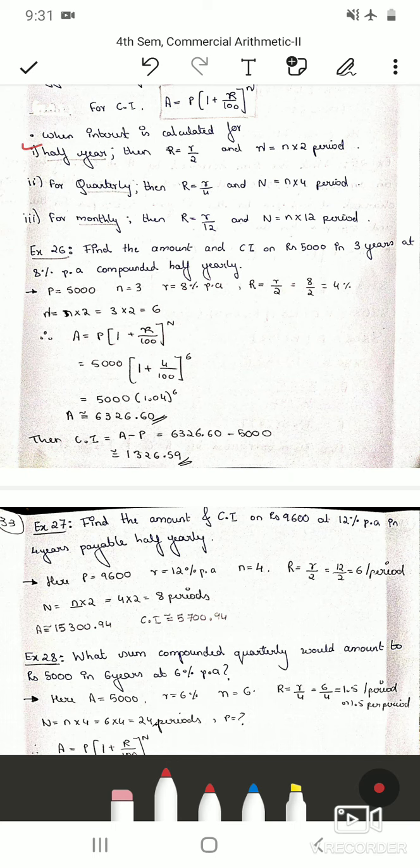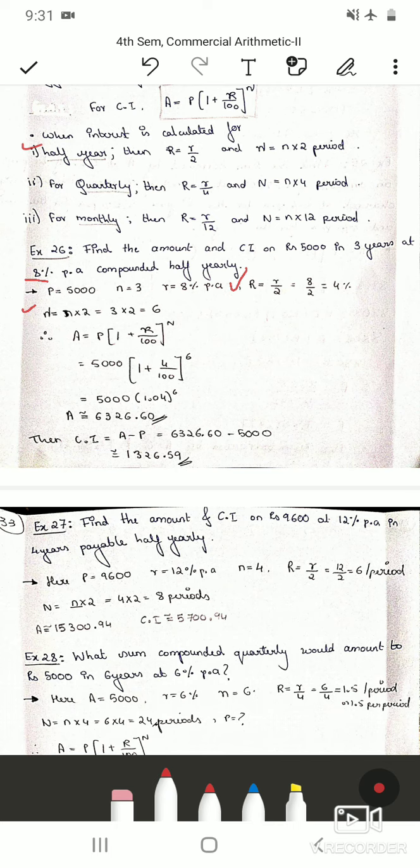Here it is given compounded half yearly, therefore your capital R will be small r by 2. So what is your small r? It is 8% per annum. Therefore your capital R will be 8 by 2, which is 4% per period. Then what will be your capital N? It will be small n into 2.